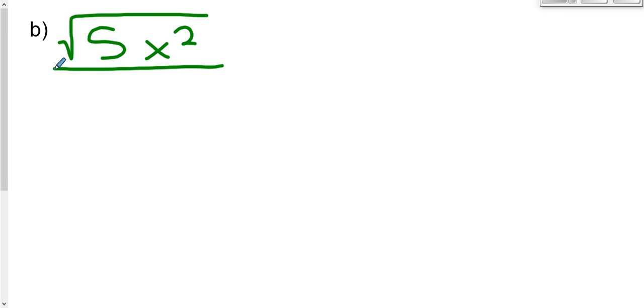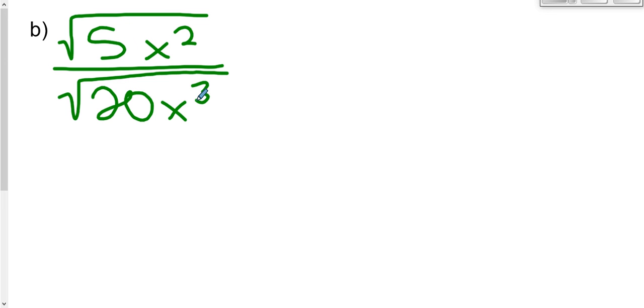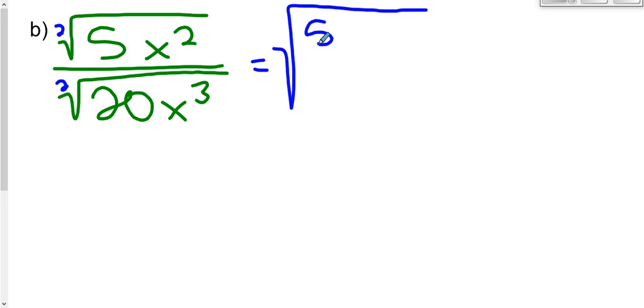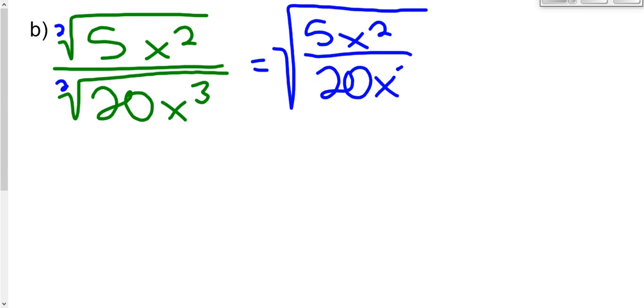We're going to have the square root of 5x squared. And in the denominator, we're going to have the square root of 20x cubed. Okay, that looks much nicer than we had it before. All right. So first and foremost, it is a good idea to try simplifying first. And if I simplify, these are both square roots, so I'm going to be able to combine them under one giant radical, one giant square root: 5x squared divided by 20x cubed.